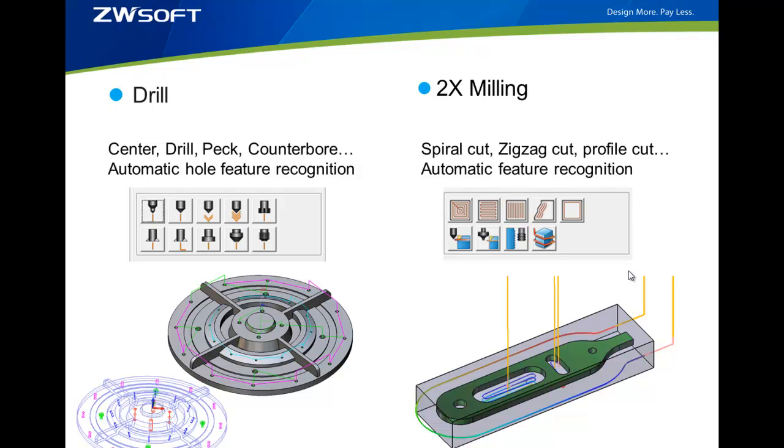Here are the drill and the 2x milling functionalities. Drill includes the common drill operations like center drill, common drill, peck drill, corner bore, and so on. It also provides an automatic hole feature recognition function to help the user increase working efficiency. For 2x milling, it involves all the common operations like spiral cut, zigzag cut, profile cut, and so on. Also, it can provide automatic feature recognition. It can also help you to increase the working efficiency.